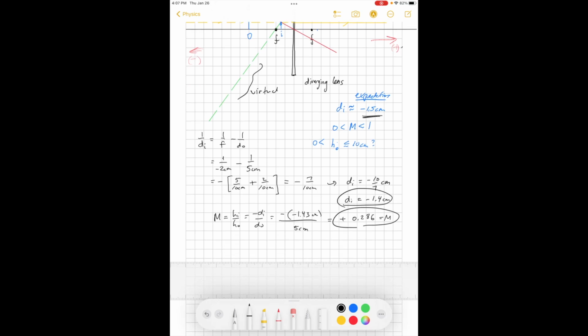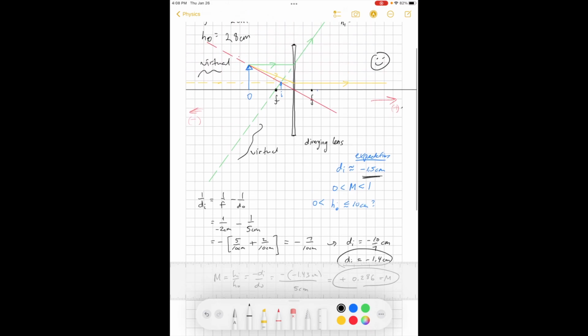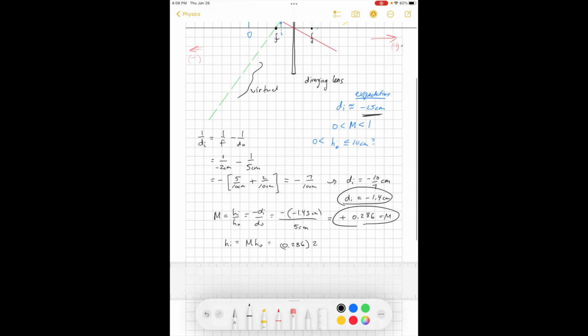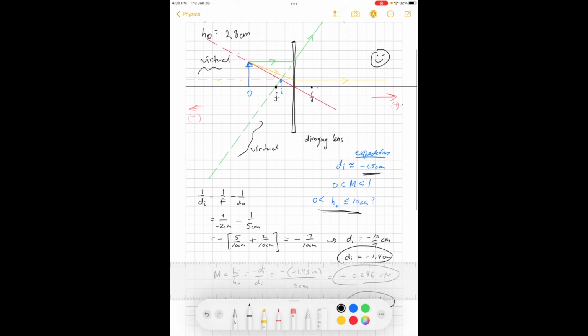And then finally, the image height should be the same as m times ho, in other words, 0.286 times the object height, which I picked 28 centimeters for. And we can multiply that out, and it comes out to be 8 centimeters exactly. And so it's pretty consistent with that. So there you go. That is a diverging lens.